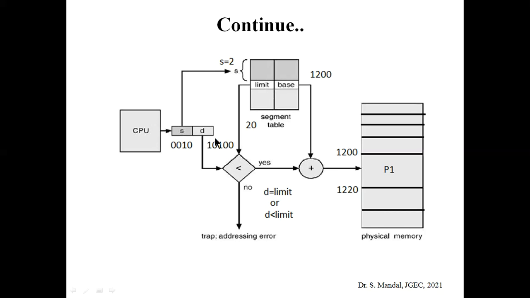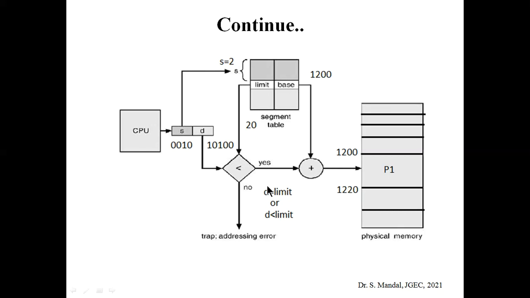We have to assign some kind of condition here. We need to check whether d is less than or equal to limit. That means the size of the segment in the logical address generated by the CPU should be less than or equal to the limit. If that condition is satisfied, then it will generate the respective physical memory address location.